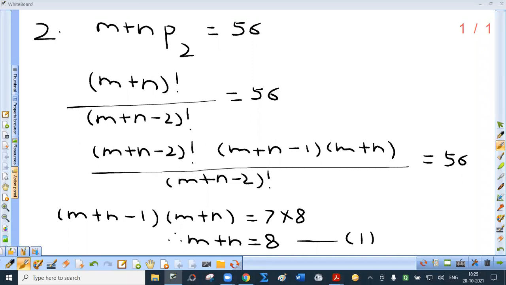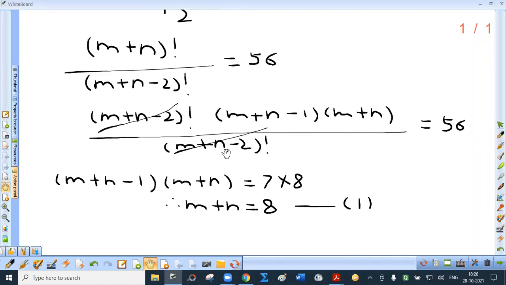Second, find m and n if m plus n P2 equal to 56 and m minus n P2 equal to 12. M plus n P2 is m plus n factorial upon m plus n minus 2 factorial. It is 56. Factorial of greater is factorial of smaller, go on adding 1 unless you get greater. So this gets cancelled. Note that these are consecutive natural numbers. Why am I saying consecutive? Because how to get the next natural number? Add 1 to the previous one. Simple, right? So express 56 also in this fashion.